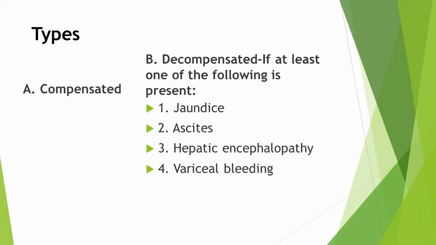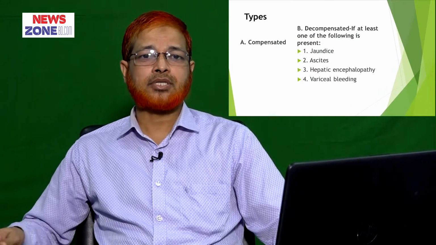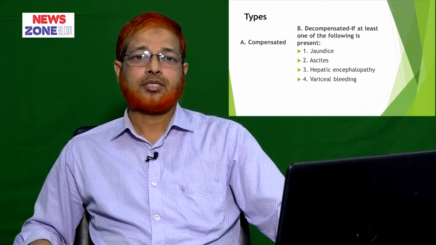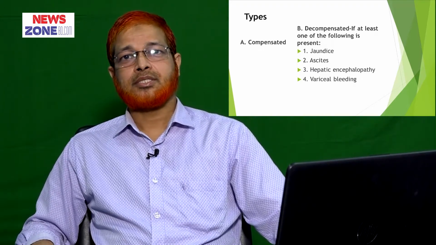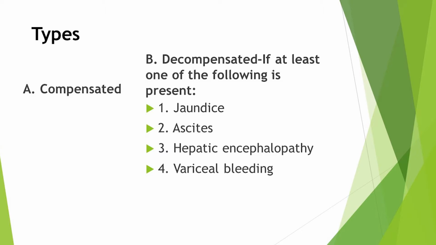How is cirrhosis of liver classified? There are various classification types, but in our clinical interest, we classify it clinically. Many patients in our country have cirrhosis, but we cannot see them. But when they develop some clinical features, we can detect that the patient may have cirrhosis of liver. What are the types of cirrhosis? Clinically, there are two types: number one, compensated cirrhosis, and number two, decompensated cirrhosis.